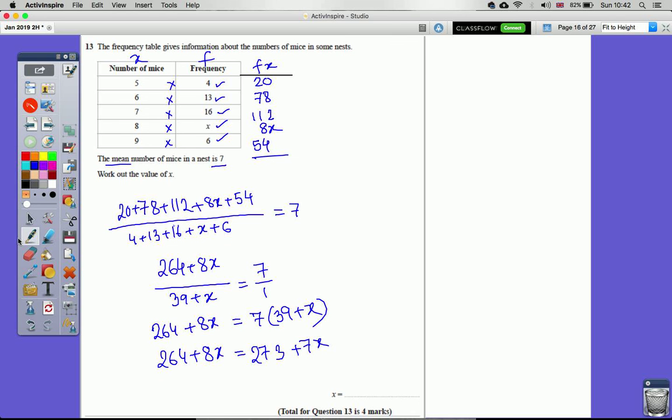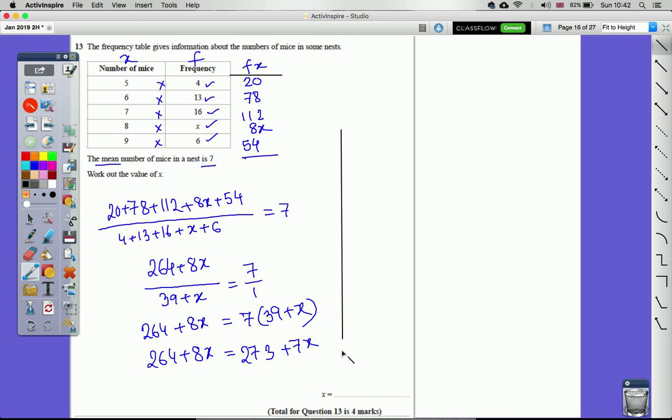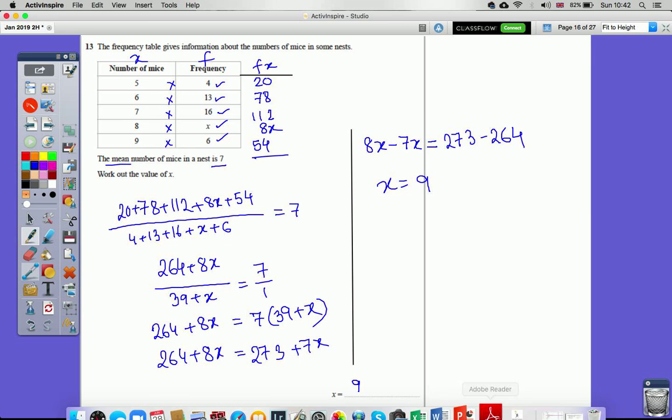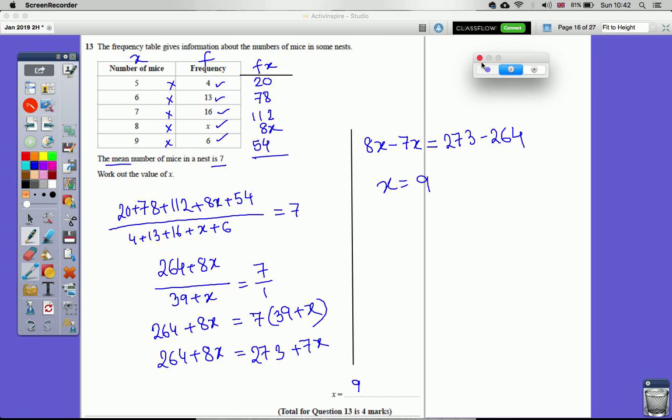So I bring all the x's to one side. I'm going to write here, separate the page a bit. So I'll do 8x minus 7x is equal to 273 minus 264, which is 9. So you get x is equal to 9, and that is your answer to this question.